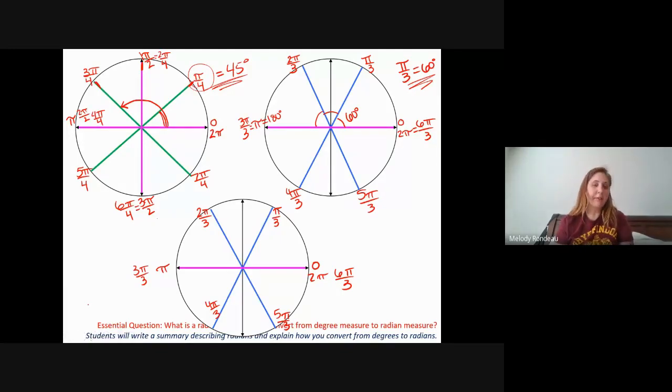Then we're going to go a step further and divide all of those sections in half. So basically we're going to be taking pi and dividing it into 6 sections. So right now it's 3. So I'm going to take each section and divide it in half. So you should have 6 sections on the top of your circle and 6 sections on the bottom. I'll give you a second to do that.